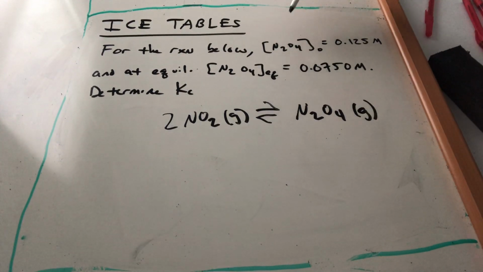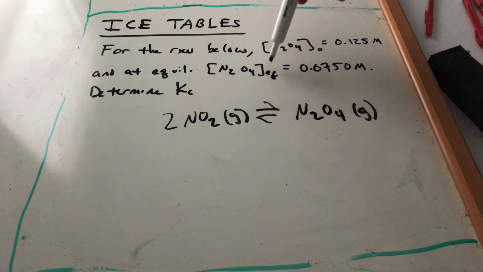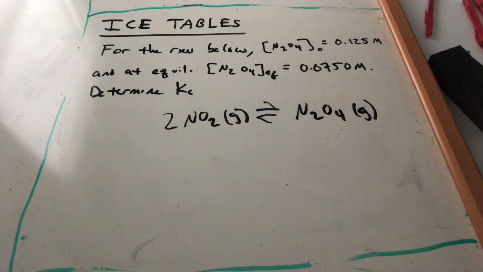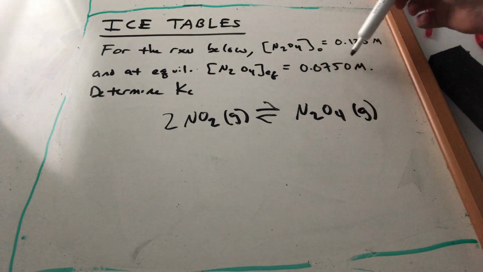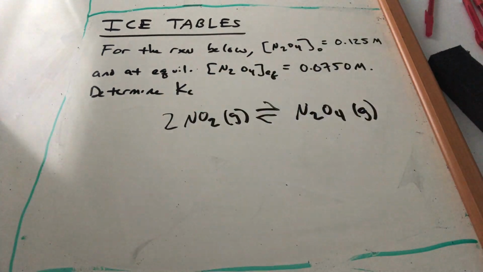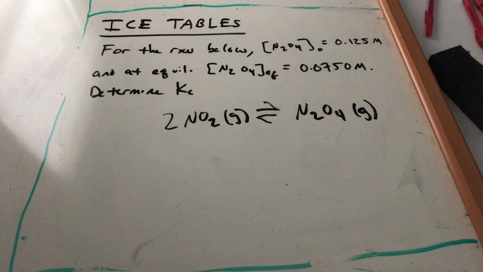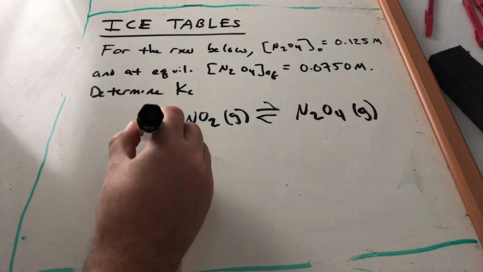So for the reaction below, there's an initial concentration of N2O4 that's given. All right, and it's 0.125 molar. At equilibrium, the concentration of N2O4, the same species but now at equilibrium, is 0.0750 molar, right? Determine Kc. So for equilibrium problems, there are initial conditions that are given, there are equilibrium conditions that are given, and there's a change that occurs to go from initial amounts to final amounts. And so that's what an ice table actually entails. That's what is inside an ice table.